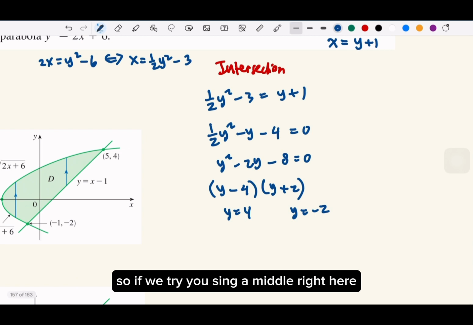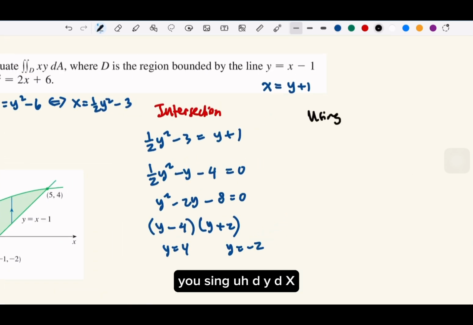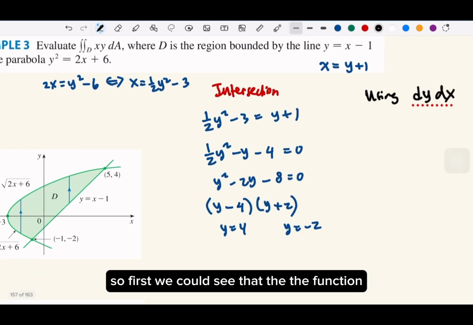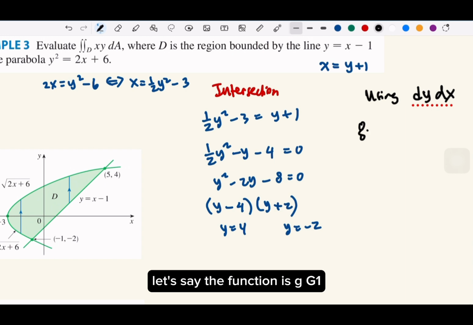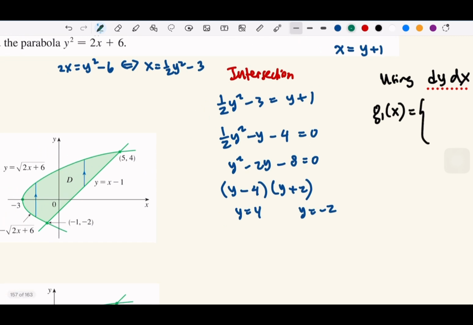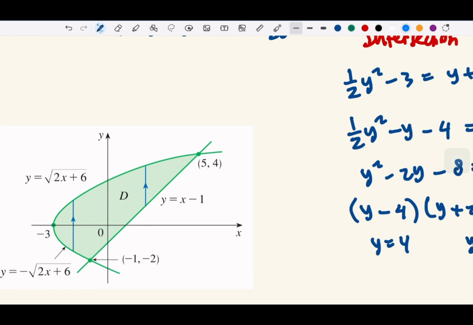So if we try using, let me write right here, using dy dx. So first we could see that the function, let's say the function is g1, that's supposed to be on the top. So g1 can be 2 different functions, which we can see from here. Let me write here.